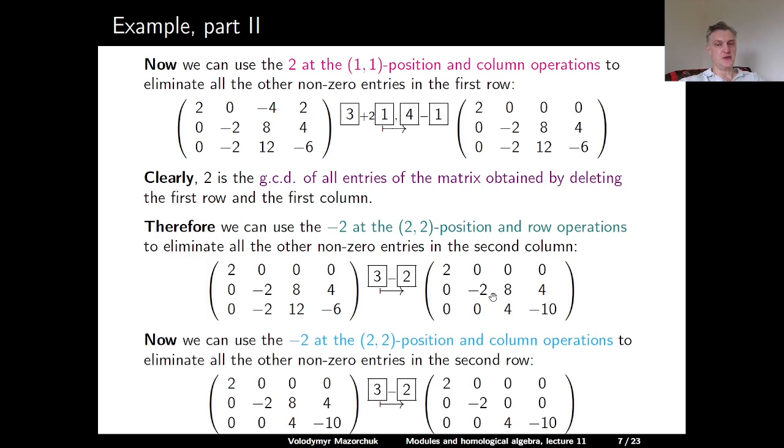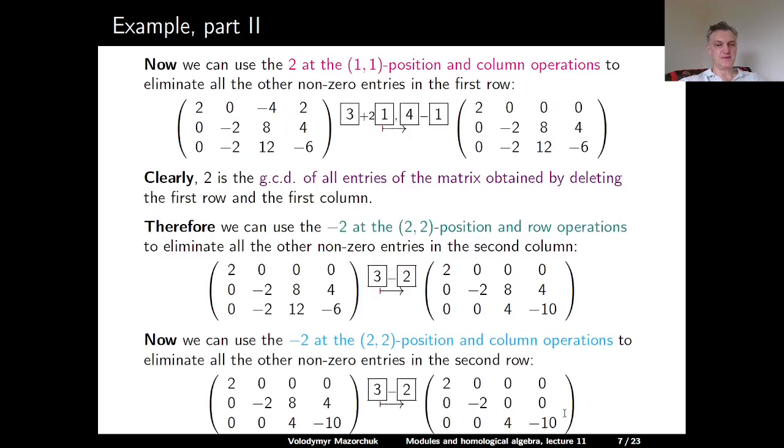And now again we can use the column operations and this -2 in position 2, 2 to eliminate all other non-zero entries in the second row. So we multiply the second column with 4 and add to the third column, and we multiply the second column with 2 and add to the last column. And the new matrix is 2, 0, 0, 0, 0, -2, 0, 0, 0, 0, 4, -10.